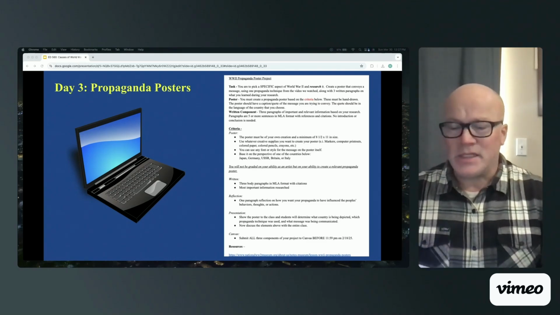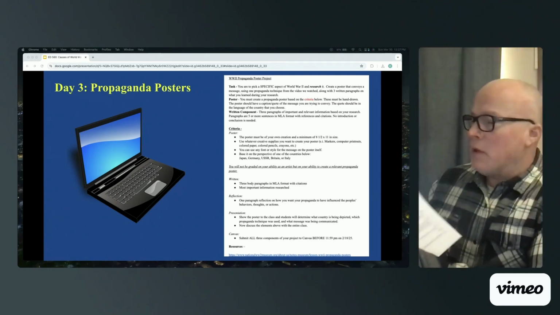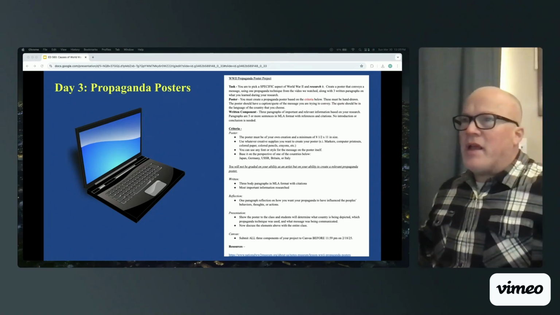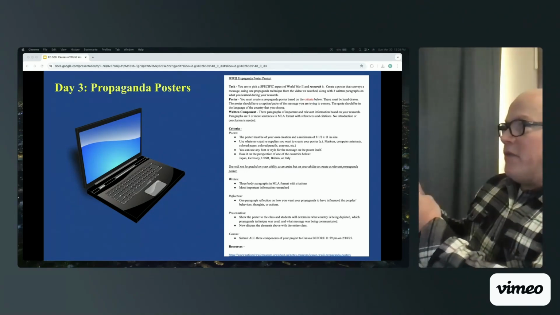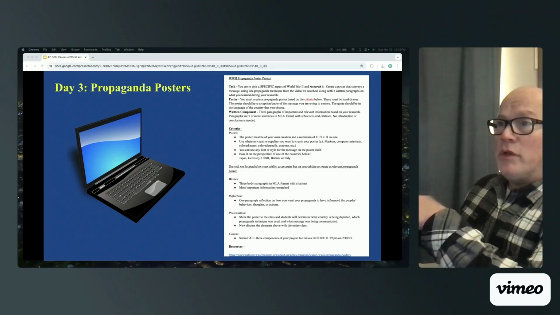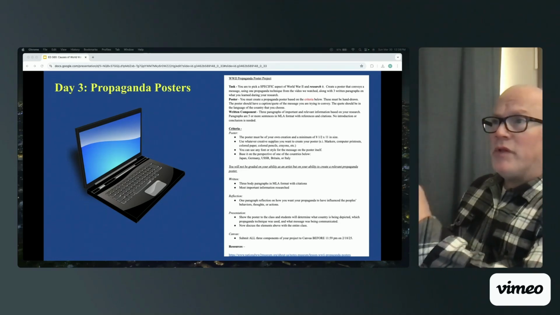The task is that you are going to pick a specific aspect of World War II and research it. And you can create a poster that conveys a message using one propaganda technique from the video we watched, along with 3 written paragraphs on what you learned during your research. So we're going to watch the video after this.